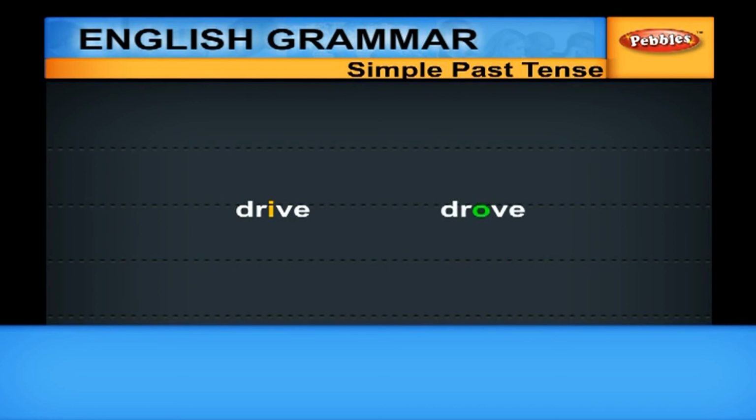The irregular forms are of two types. First type of verbs which indicate the past by change in the vowel. For example, verb drive, past form drove.